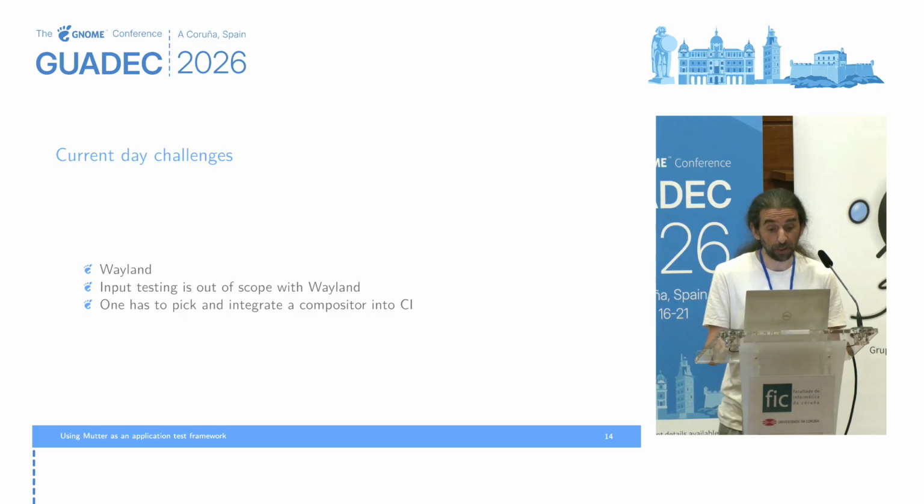But then we have to pick and integrate a compositor into CI. I think GTK is using Weston for the test suites. Yeah, I think so. And I don't know what others are doing. I think Nautilus was still using XWFB, which is the spiritual successor of XVFB, but it's still XWayland, and it's still running X11, so it's not the best approach.